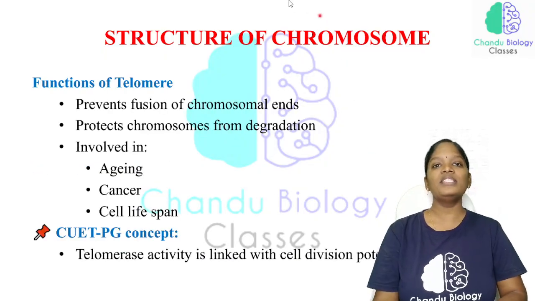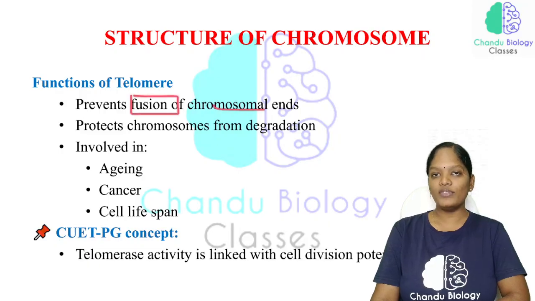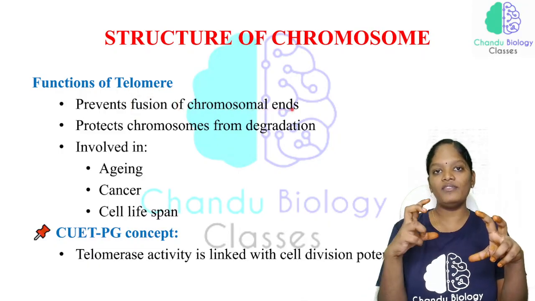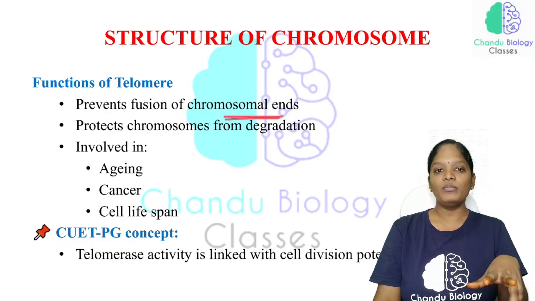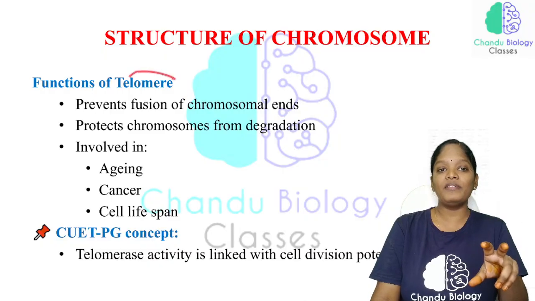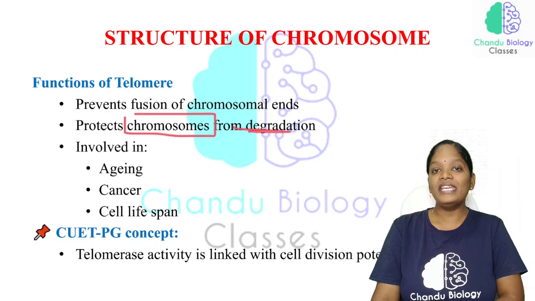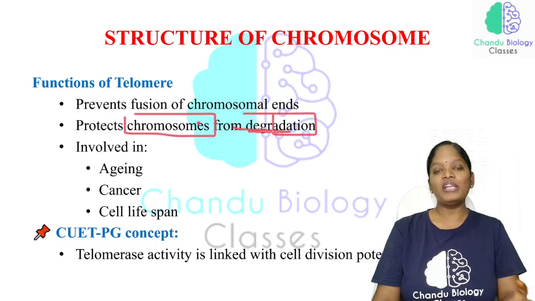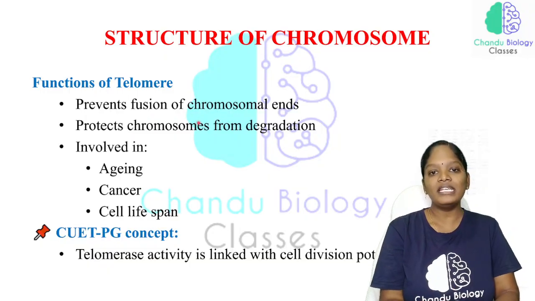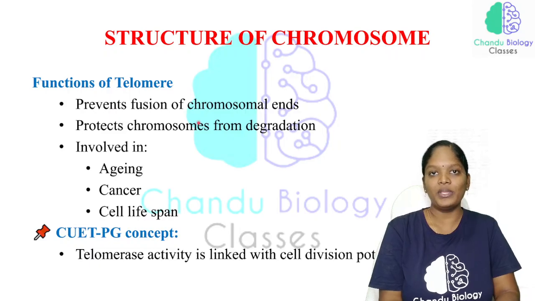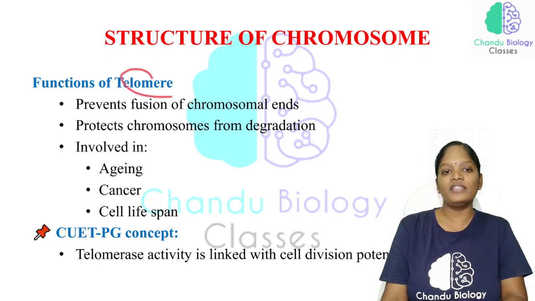Now, what is the function of the telomere? The telomere prevents the fusion of chromosomes. One chromosome would fuse with another chromosome, and that fusion is prevented by the telomere. It also protects the chromosomes from degradation. If one chromosome fuses with another, it may lose its integrity and lead to degradation. So chromosome stability and integrity are ensured by the telomere.